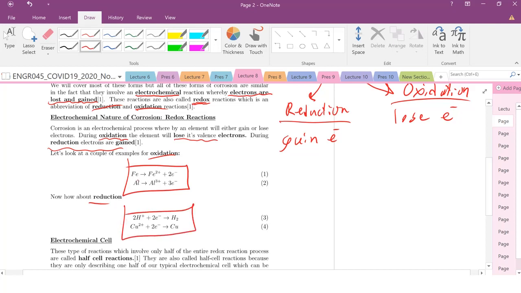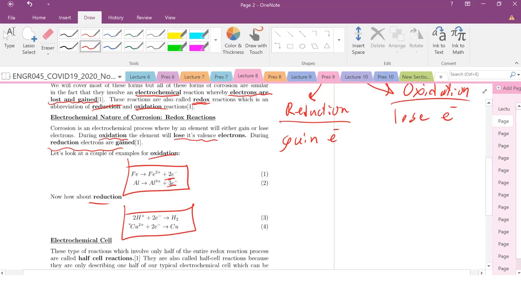So again, see here, we start off with the material. We become this kind of positive cation. And then now you're losing the electrons. We lose 2 electrons here, we lose 3 electrons there. So this is an oxidation reaction.